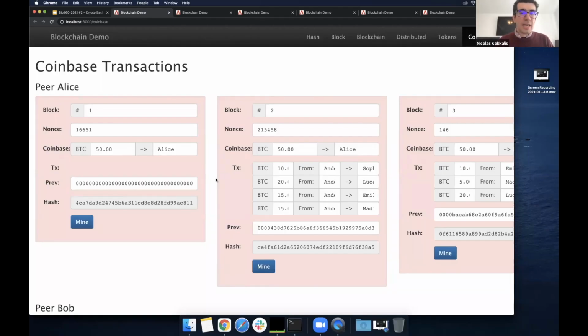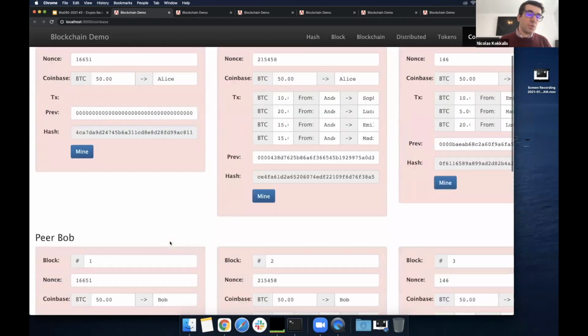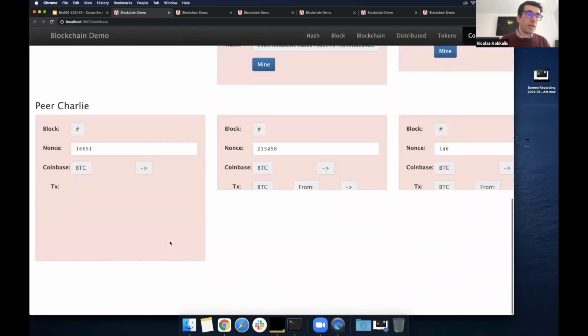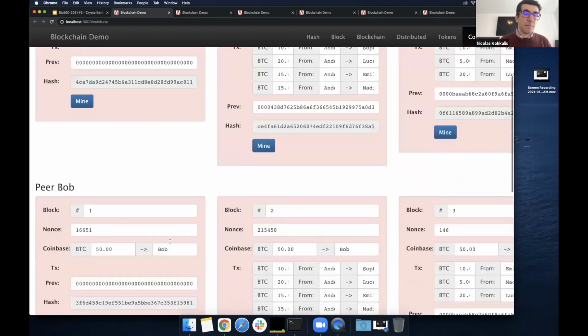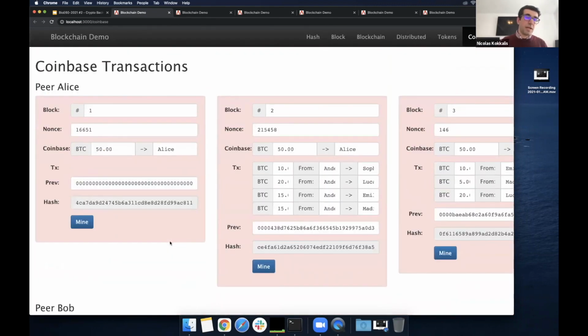Here I have the concept of multiple nodes. They're called nodes, peers, or miners. All these words are describing the same thing. So there's the Alice, the Bob, and the Charlie. Each one of them has the Coinbase. Each block, as I said, has the Coinbase and the list of transactions. Here we can see some transactions.